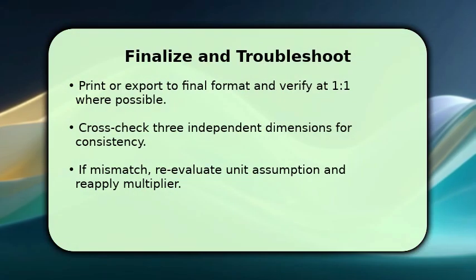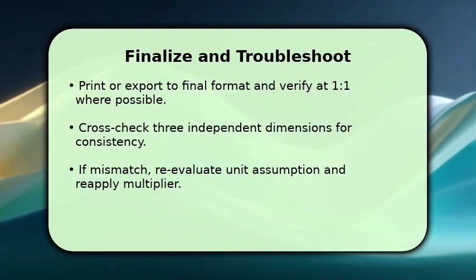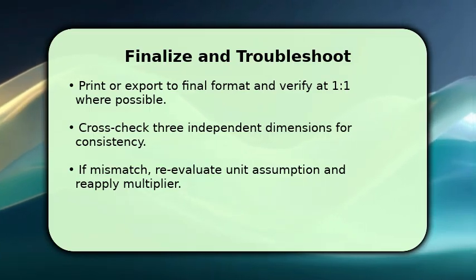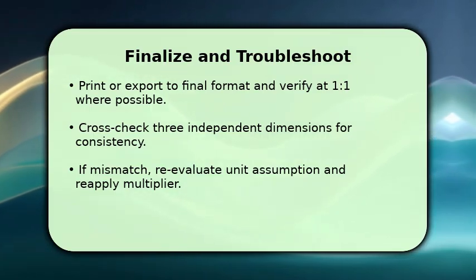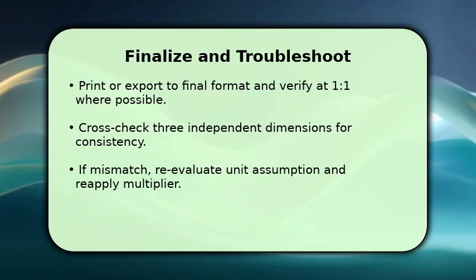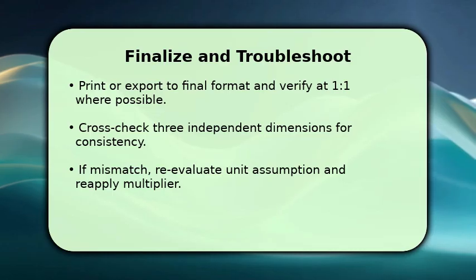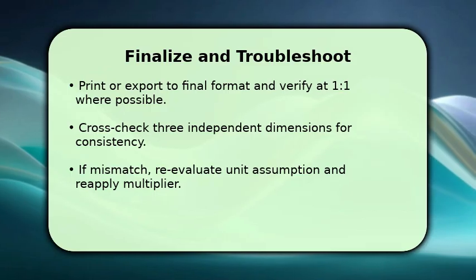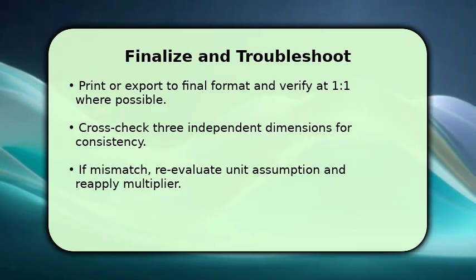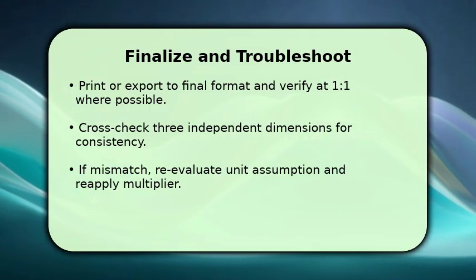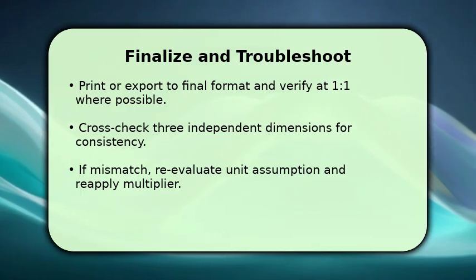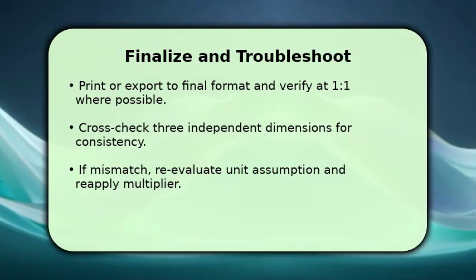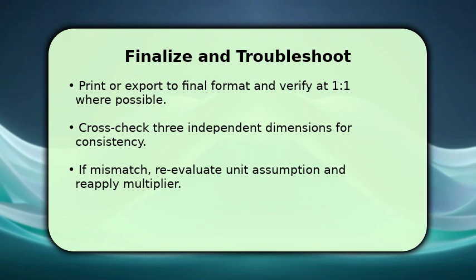Finish by exporting or printing the scaled plan at the intended output size and then verify at one with a physical ruler or known template. You should cross-check at least 3 non-collinear dimensions to ensure uniform scaling. If measurements don't match, trace back. Confirm original units, check for locked layers or objects unscaled, and reapply the correct multiplier. One key troubleshooting tip: if things go wrong, revert to the saved backup and repeat the scale step with a single test element before scaling the entire plan.